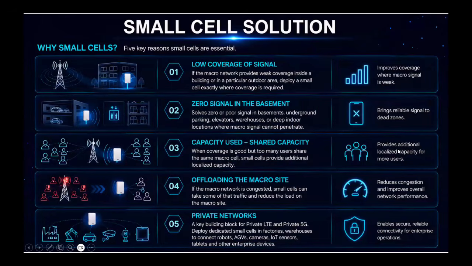Now let's understand why we actually need small cells. There are mainly five key reasons. First one is coverage improvement. In some locations, the macro network signal may be weak, especially inside buildings, so we can deploy a small cell closer to the users to improve the signal. Then we have the problem of coverage in difficult areas, like basements. Places like underground parkings, elevators, warehouses, and deep indoor areas may receive very little or no macro signal. Small cells can provide dedicated coverage in these locations.